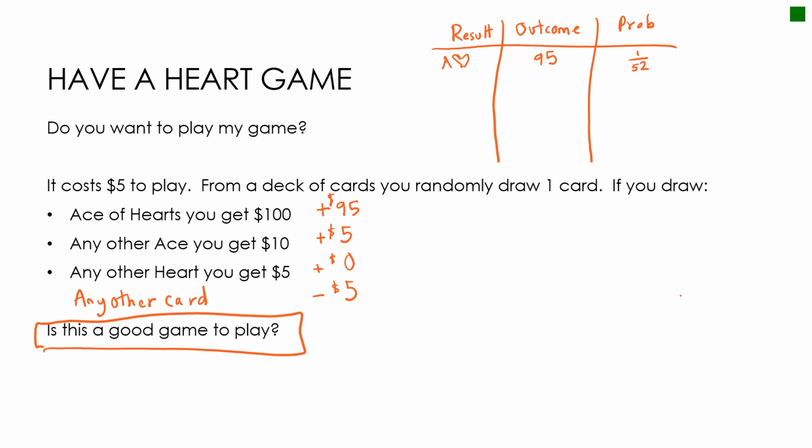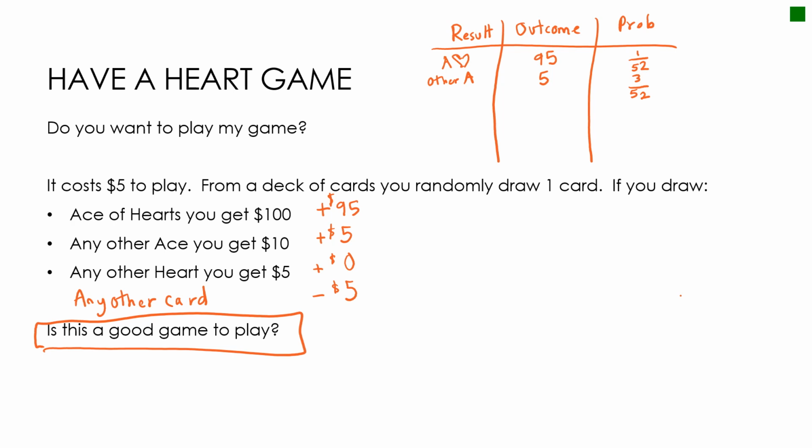Next, any other ace, if you play cards at all. So I'm going to put other ace. And if you play cards at all, you know that there's 4 of each value in the deck. So there's 4 aces, and therefore, there are 3 left out of 52. And again, my outcome there is that I won $5 if I got any of those 3 other aces.